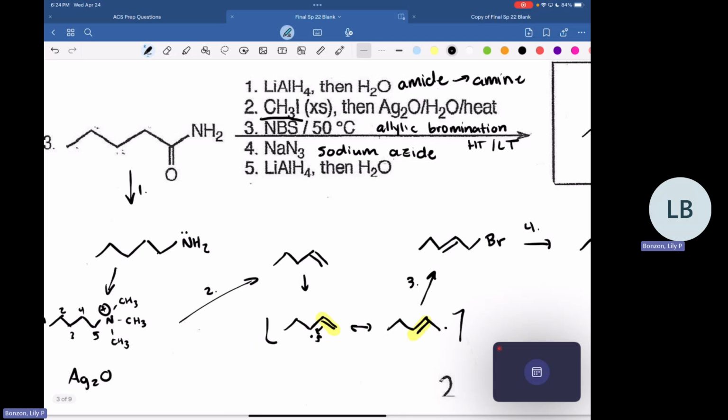That's a good question. I haven't looked at enough tests to see. I think it's an E2 mechanism. I want to say theoretically, but I cannot say for certain, so I don't want to lead you astray.